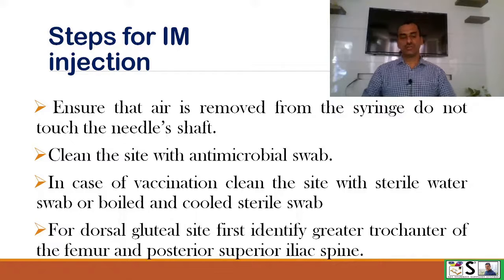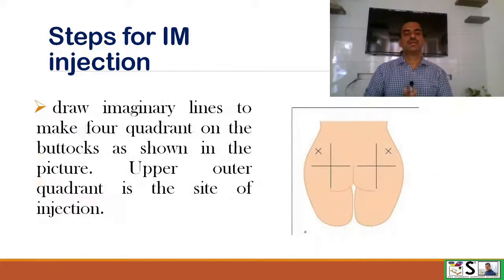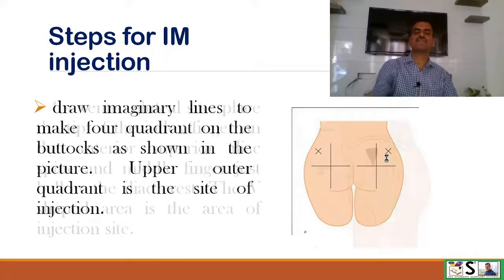For the dorsogluteal site, first identify the greater trochanter of the femur and the posterior superior iliac spine, and then make imaginary lines like this. This is the posterior superior iliac spine, make one line here, and this is the greater trochanter, make one line here. So a cross is made, and 4 quadrants are there on each buttock. The outer upper quadrant is the site for injection in the dorsogluteal site. You can select either the left side or right side.